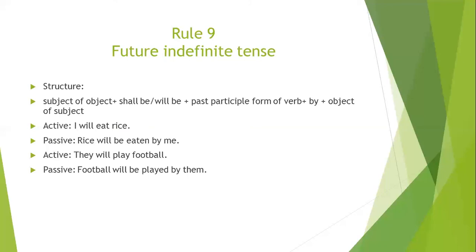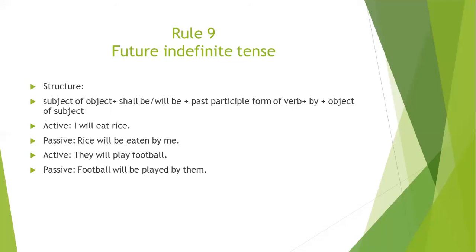Let's move to our next rule, that is future indefinite tense. First of all, see the structure. The structure is subject of object plus shall be or will be plus past participle form of verb plus by plus object of subject. First of all, if you see the first example, that is in the active voice, I will eat rice. In the passive voice, it will be, rice will be eaten by me.